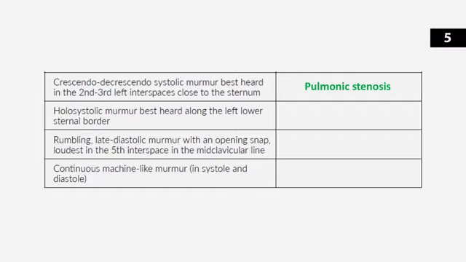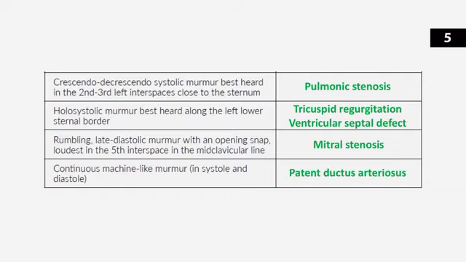Holosystolic murmur, best heard along the left lower sternal border. This could be either tricuspid regurg or a VSD. You really need the clinical scenario to make a more accurate diagnosis. A rumbling late diastolic murmur with an opening snap, heard loudest in the fifth interspace in the midclavicular line, is mitral stenosis. A continuous machine-like murmur occurring both in systole and diastole is a patent ductus arteriosus.